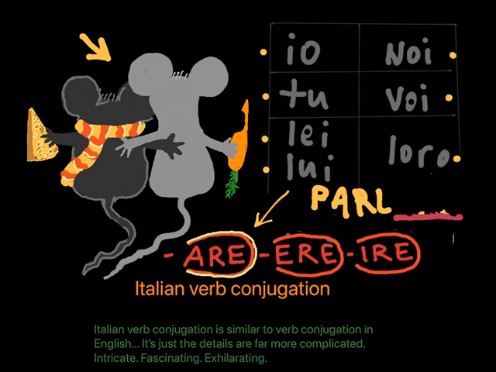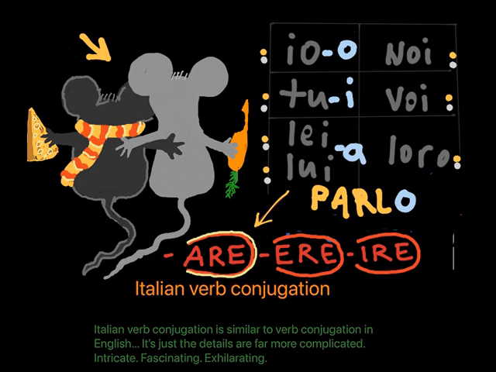and you have parl-, which is the root of the verb, and you use it in each one of these boxes. So you put parl- in each one of them, and then you add the ending to it. And the endings will be: io parlo, so you add the O. So the ending will be O. Tu parli, the ending will be I. Lui, lei parla, and the ending will be A.